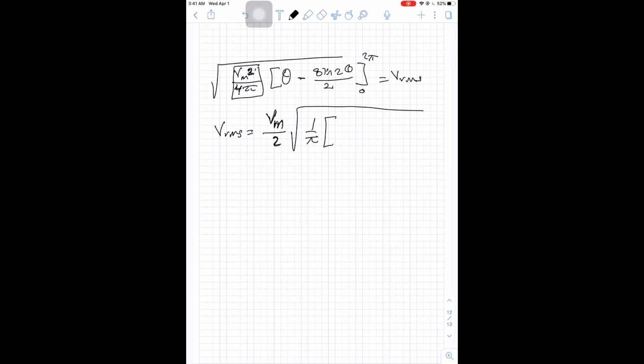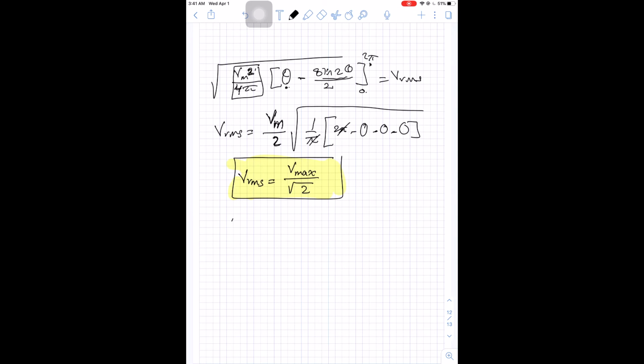Here we will substitute for theta as 2 pi. So we substitute theta as 2 pi, negative sine 2 multiplied by 2 pi over 2 is 0. Then we will substitute by 0 minus 0. So here pi will cancel pi. So V_RMS will equal V max divided by square root 2. And this is the equation for the RMS and maximum relation for a sine wave. And this equation is true for any sine wave.